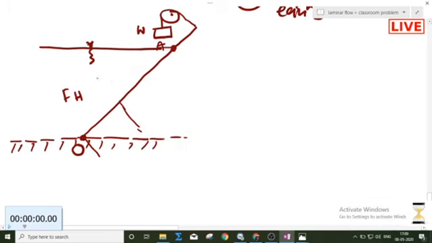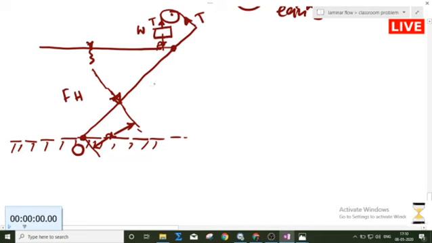So this hydrostatic force will act perpendicular to the contact surface. Let this x distance be x. Now the weight will act downward, and in this string the tensile force will act. So this is my tensile force T.